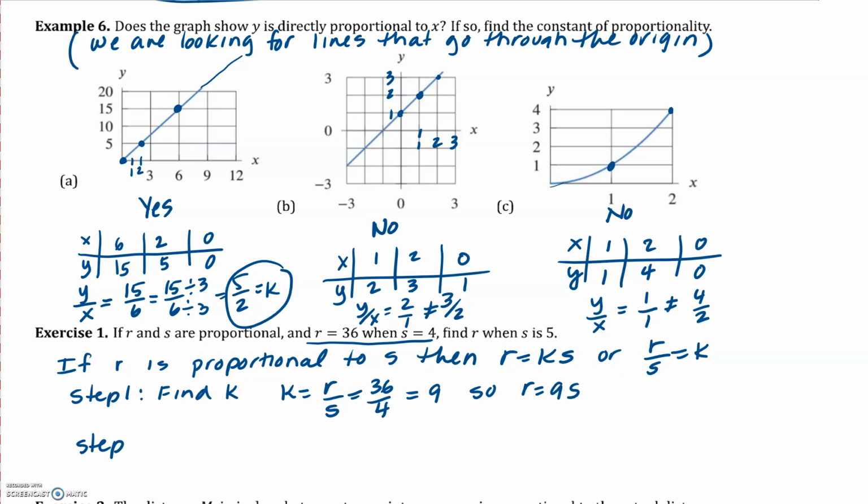Step 2, then I can answer the question. Find R when S is 5. So to find R, I now have the formula 9S. I can put a 5 in there. So R equals 9 times 5, or R is 45. So that's how you would find a value. So again, I still find the K, and then I plug in the K and what they're giving me to find the R.